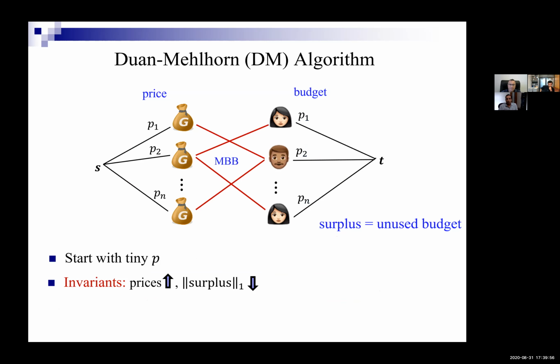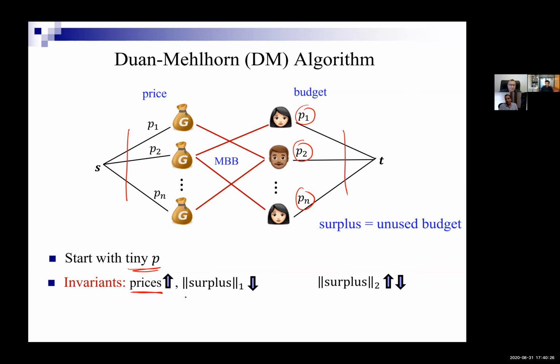So now let's talk about the Duan-Mehta algorithm. The setting remains the same, but now it becomes more challenging because these budgets are not fixed. This depends on the prices. So they also start with tiny prices, but they cannot saturate all these edges, because if they could, then of course you would be done. They start with tiny prices, and they also increase the prices monotonically. So prices only increase, and they also maintain that the L1 norm of surplus monotonically decreases.